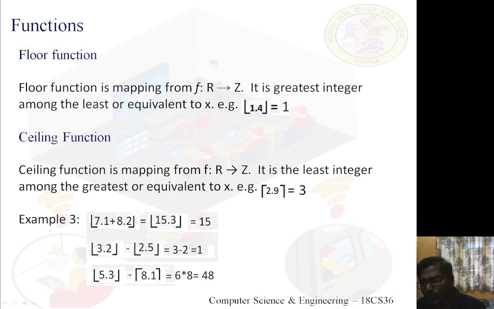Similarly, for the floor function of 2.5, I will list all integers less than or equal to 2.5. They are 2, 1, 0, minus 1, minus 2, and so on. Of these, the greatest integer is 2. And that's the value of the floor function of 2.5. So 3 minus 2, obviously it's 1. Very clear.